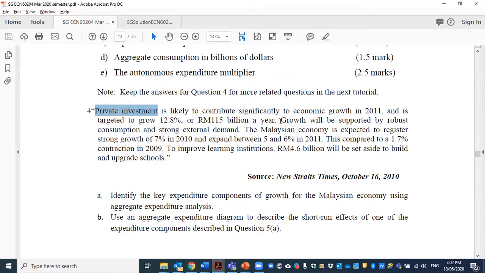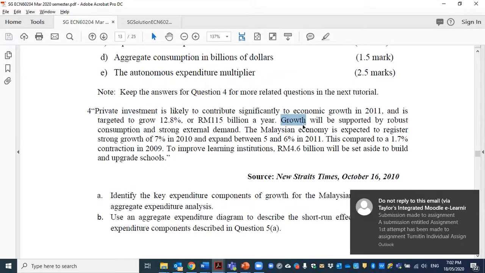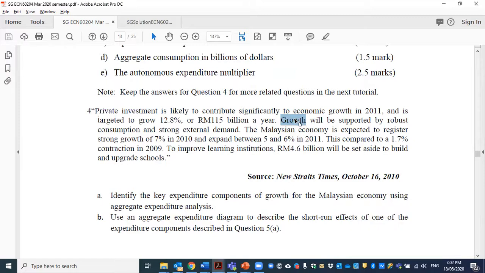The second sentence is saying that growth means what? Growth means an increase in GDP. Whatever we are discussing about Y equal to AE, this Y is GDP, right? So growth means the increase in GDP. Actually, everything is rotating around GDP. So it means that now growth will be supported by robust consumption. Consumption means that not only private investment, but also people are encouraged to consume, because again we know that it is one of the factors increasing GDP. Not only C, and a strong external demand.